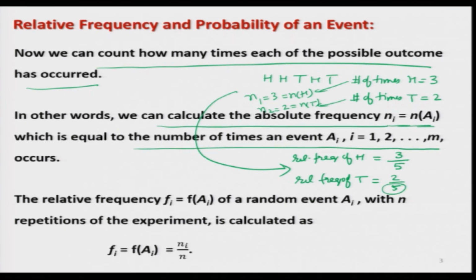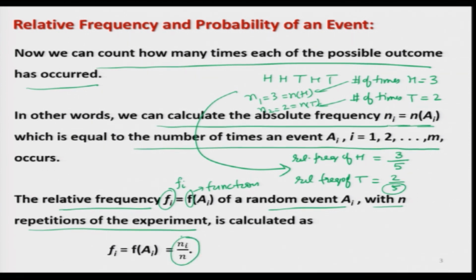Similarly, I can make it more general and define the relative frequency, which is denoted here as Fi. You can see here I am using two Fs, one in italics, Fi, and one F, which means function. So, this Fi is a function of Ai, and Ai is a random event, and we have repeated the whole experiment small n number of times. In this case the relative frequency of Ai is computed as Ni upon small n.